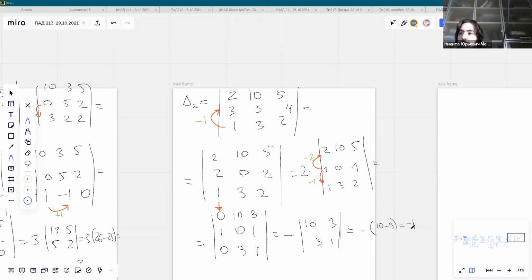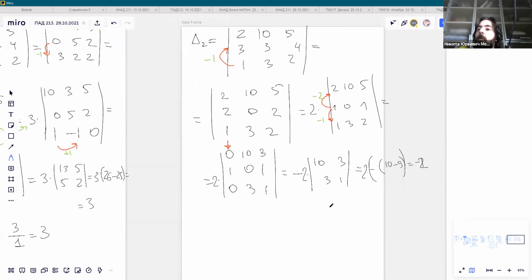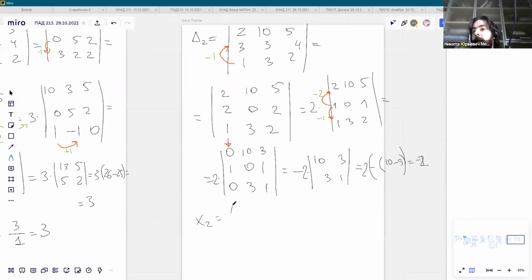Okay, the only problem is that the result is not correct. That's because I forgot this 2. I have 2 times the determinant, so I have to carry it with me. Then the result is not -1, but -2. So x2 equals delta 2 divided by delta, that is -2 divided by 1, that is -2.